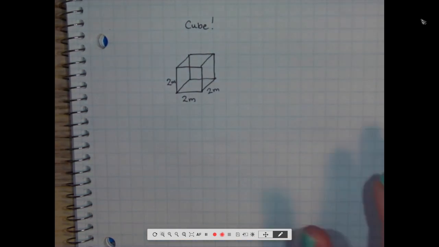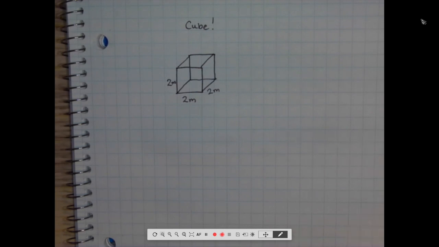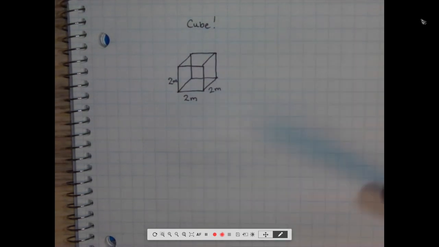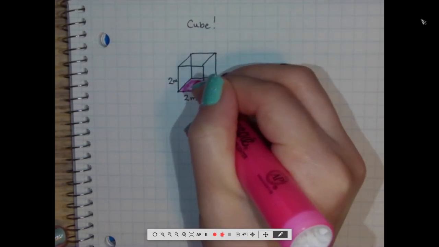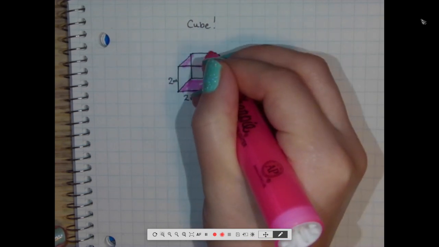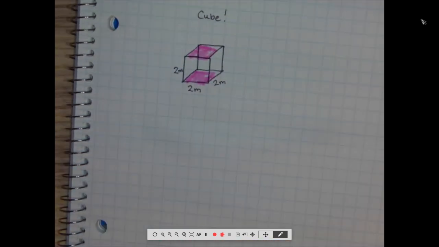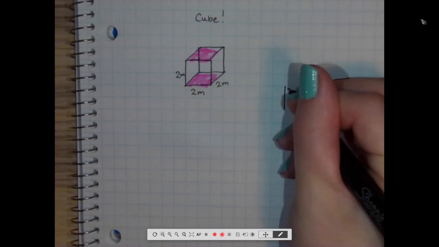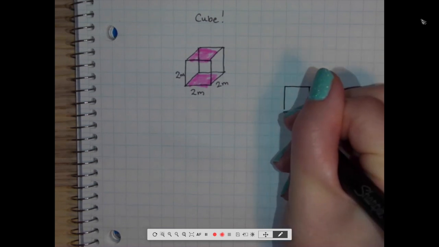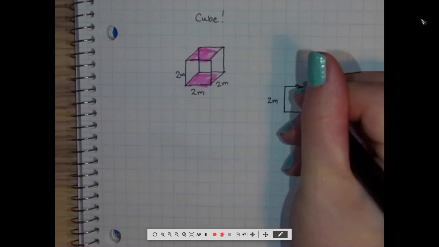So for this case, we can still solve it the same way even when all the side lengths are the same. It just means we have a generally much easier net to draw. So again, I'm going to do my top and bottom here in pink. Let's draw the bottom here. 2 meters by 2 meters.